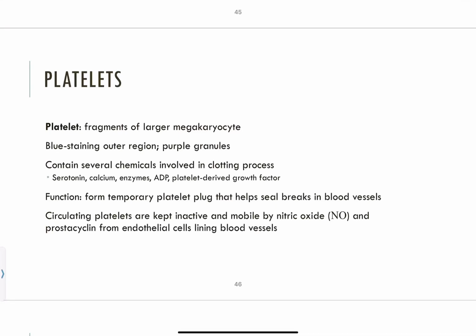Okay, moving on to section 5, we are going to talk about our final formed element, which is going to be our platelets. Again, this is also not a complete cell, just like our erythrocytes, because it's just a fragment or a tiny piece off of a much larger cell called a megakaryocyte. Even though it's not a complete cell and it doesn't have a nucleus and your typical organelles, it does contain granules that have a lot of chemicals in them.